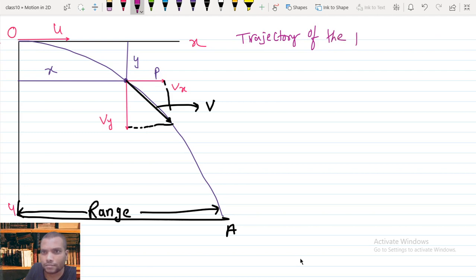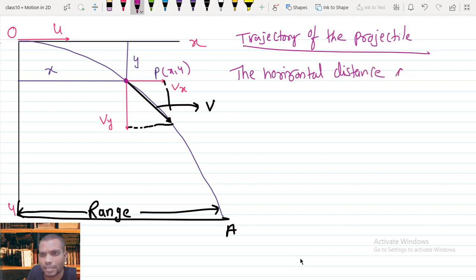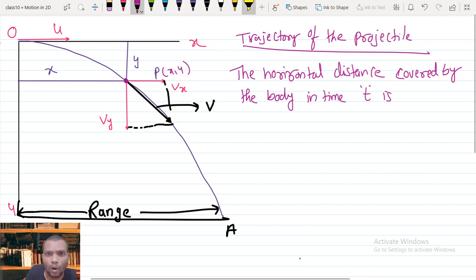Trajectory of the projectile. Now after releasing the object at an instant time t, suppose the object reaches a point P, that is P of x comma y. So at this point P, the horizontal distance covered by the body in time t is, I need to find the horizontal distance.